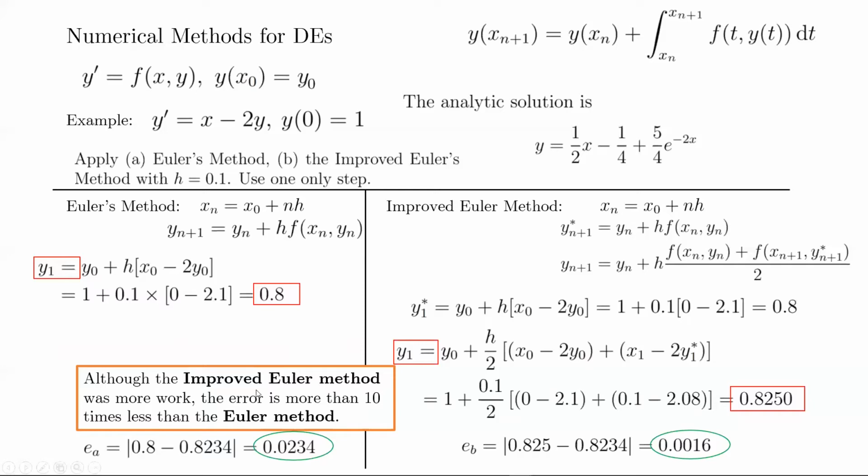So even though the improved Euler method was more work, we had to first calculate the star value, and then we could calculate the actual predicted y1. So even though we had more work to do with the improved Euler's method, the error is actually more than 10 times less than that of the Euler method.